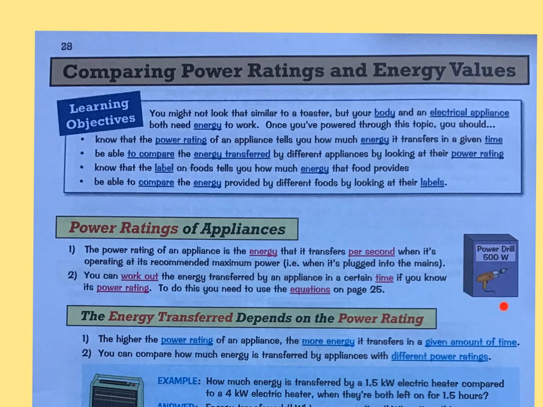So the example on here, a power drill. 500 watts power means that that drill uses 500 joules of energy for every second that it's running or being used. So that's what a power rating means.